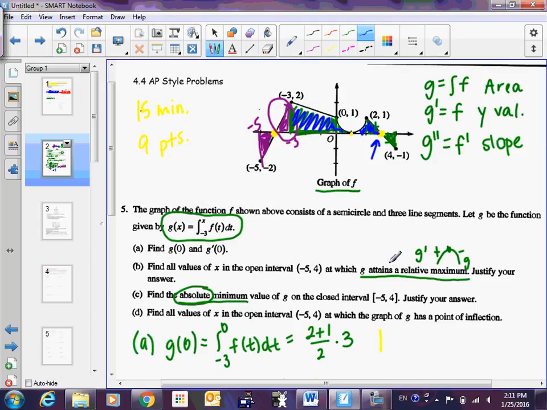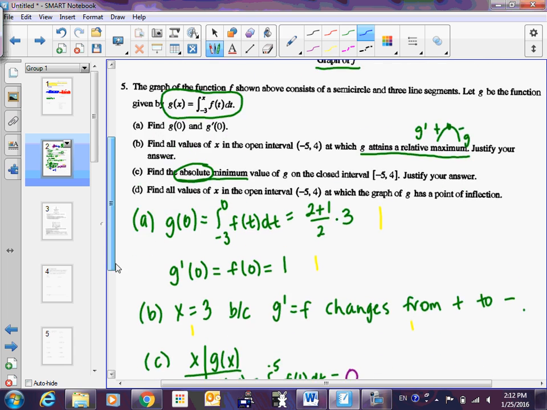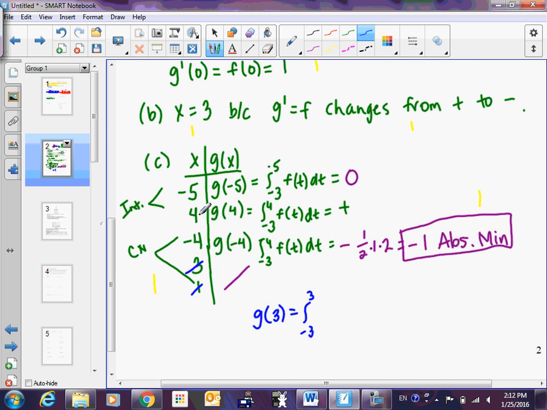Can you also say it changes from negative to positive, or do you have to include the T-chart for absolute? If you say something about G prime changing from negative to positive, you have proved that you have a relative min, but you have not yet proved that you have an absolute min until you do the T-chart. And the key to the T-chart is that you have to test those endpoints. It could have happened at an endpoint.